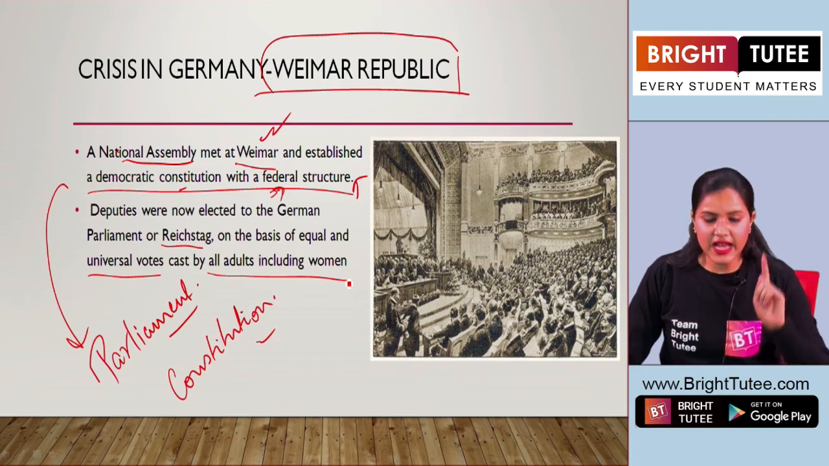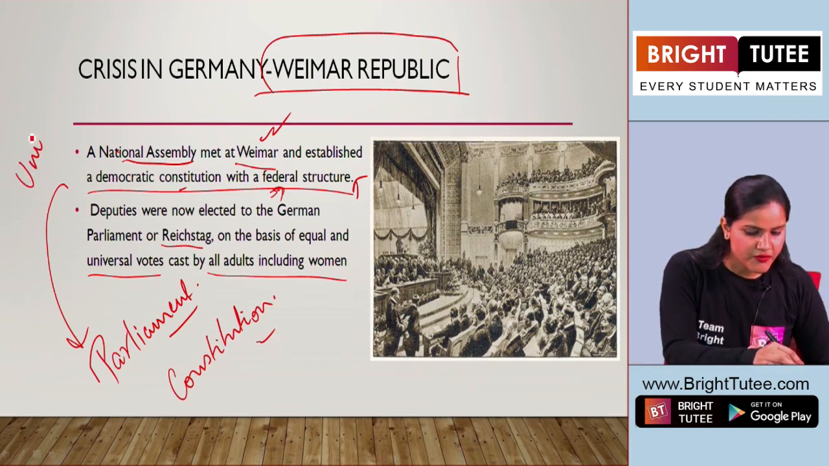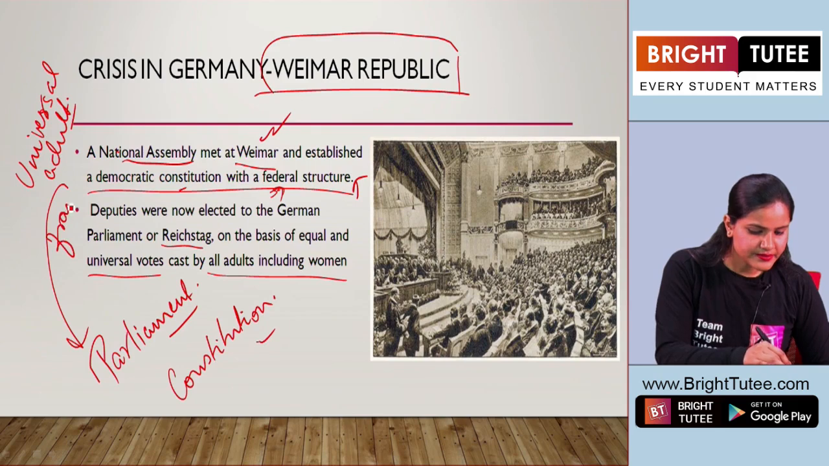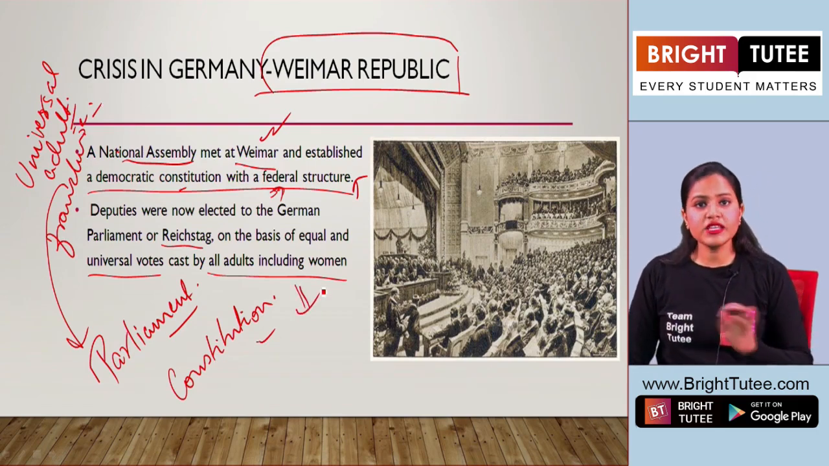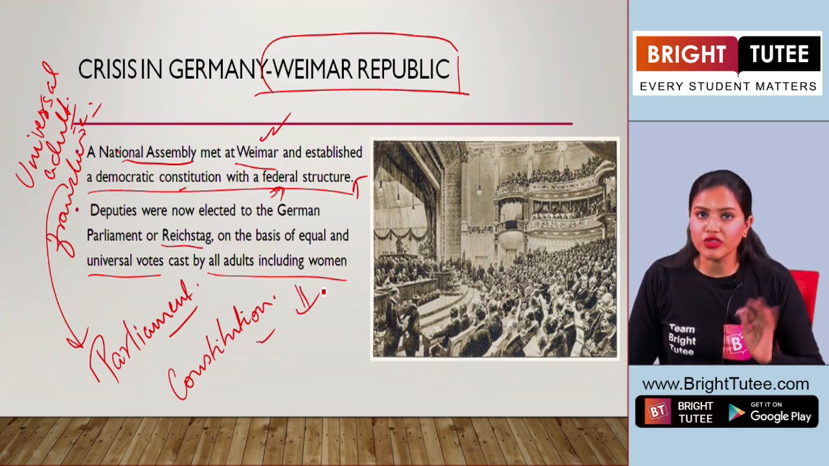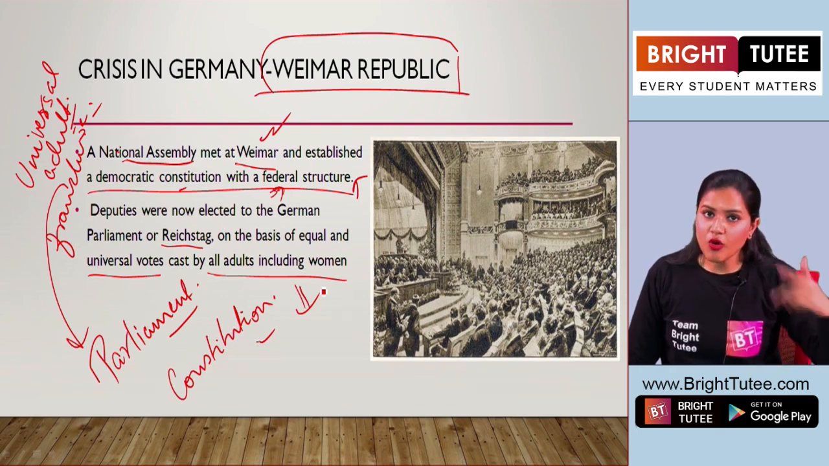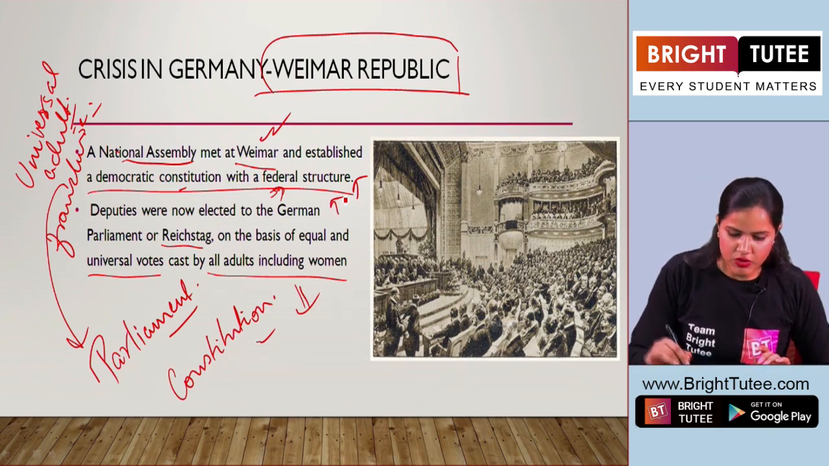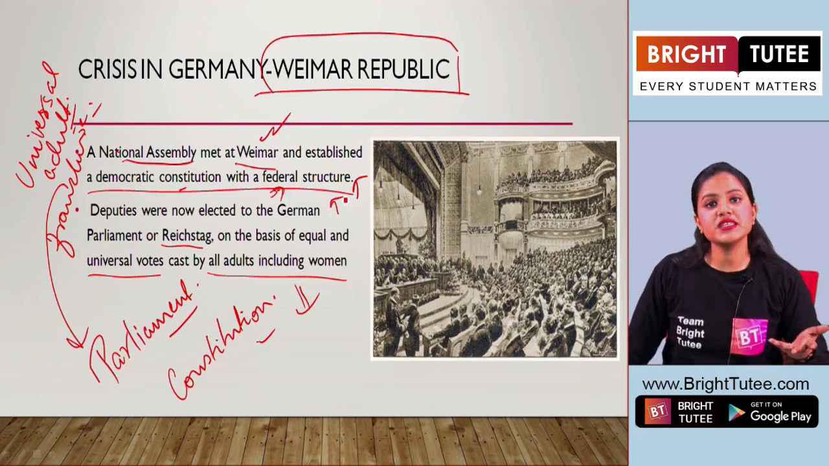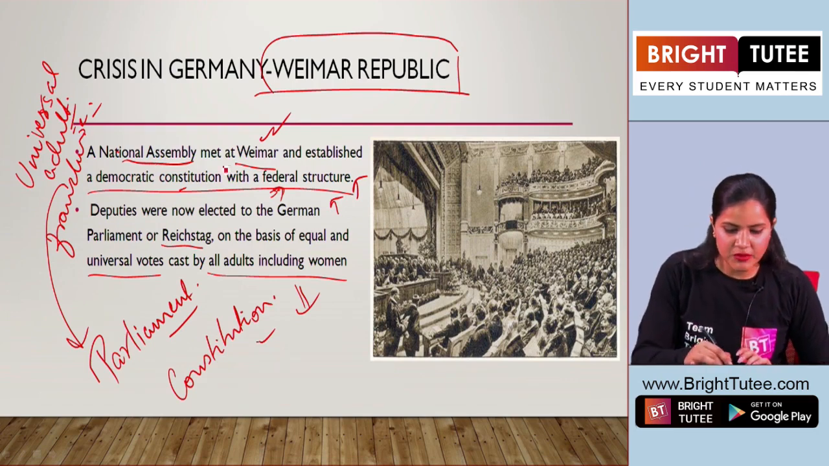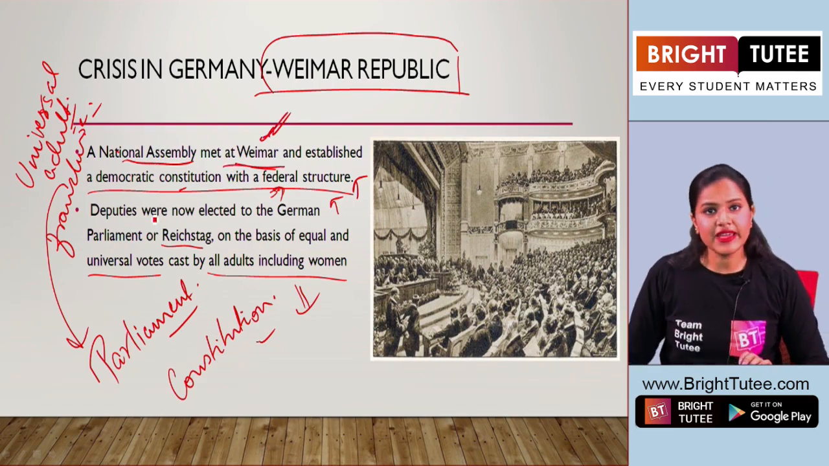So here we see that there is this concept of universal adult franchise. It means that all the adults, right? So based on the criteria in Germany, all these people, men and women both, had the right to vote, and all the deputies who were included in the German parliament were being elected. On that basis, they formed this national assembly, this parliament here in Germany.